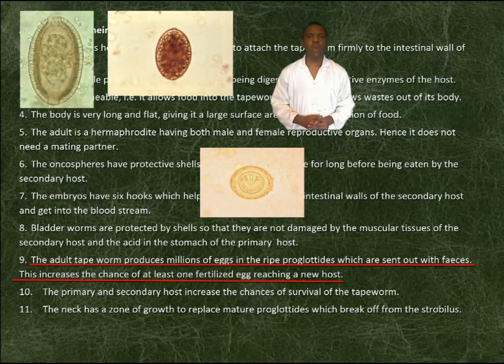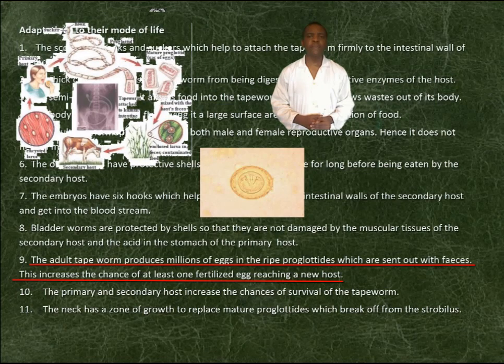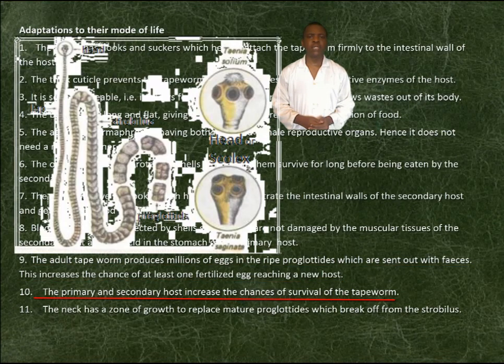The adult tapeworm produces millions of eggs in the ripe proglottids, which are sent out with feces. This increases the chances of at least one fertilized egg reaching a new host. The primary and secondary hosts increase the chances of survival of the tapeworm. The neck has a zone of growth to replace mature proglottids which break off from the strobilus.